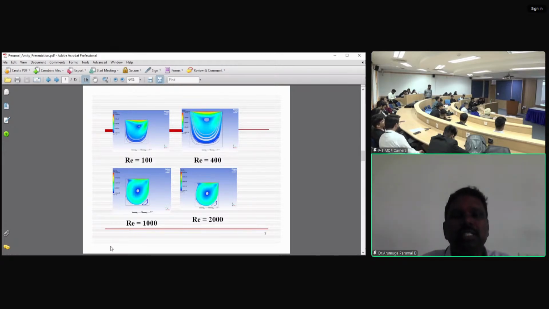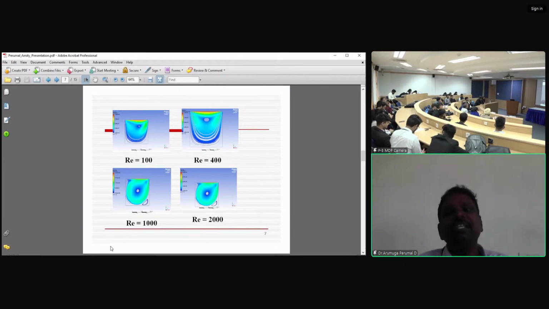Here you can see we went for different Reynolds numbers. We studied laminar flow. Initially, we plotted with a low Reynolds number of 100. Then as the Reynolds number increases, we can see the primary vortex center moving from the cavity walls towards the center of the domain.